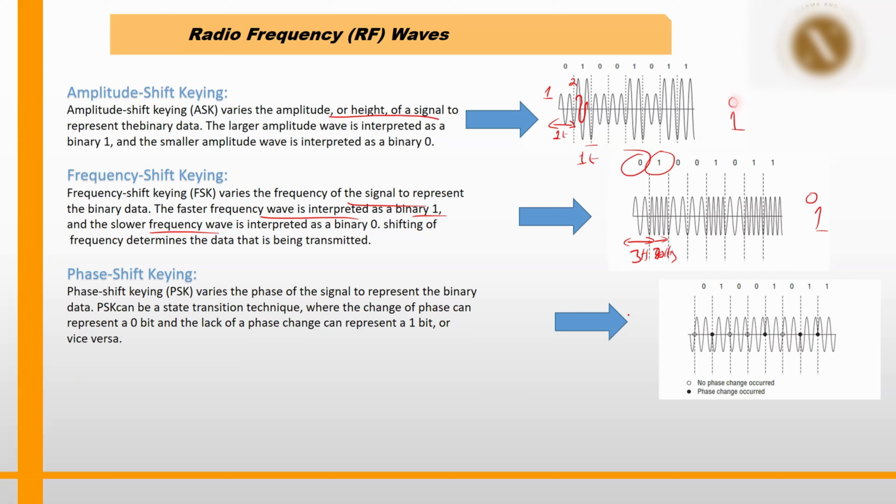Phase shift keying: you can see here, from here to here, it is in one phase. Again, the phase is getting changed here. Once the phase gets changed, the data and the interpretation also will change. If the phase continues, as in this case, then again the same thing, so there is no change in phase.